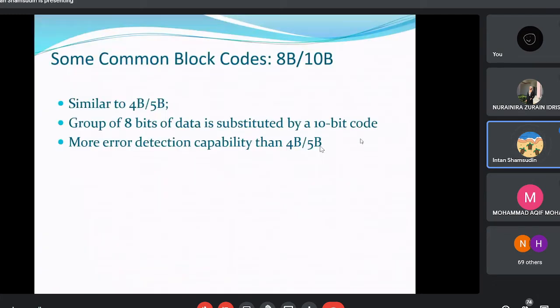Then we also have 8 bits, 10 bits, MB/NB, so N is bigger than M, similar to 4B/5B, but its 8 bits are substituted into a 10 bit code. The same thing. Its function is more error detection than the 4B/5B block coding.